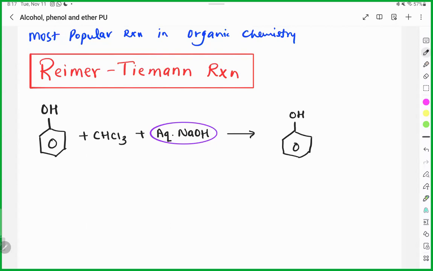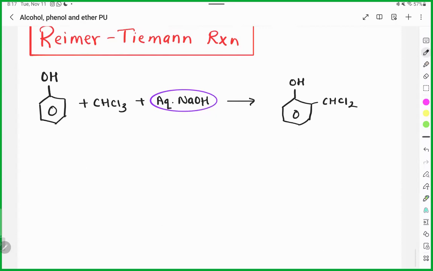CHCl2 will be added, and this name is also important: benzyl chloride. What is the name of this compound? Benzyl chloride. And because you are also reacting with NaOH, you have to increase reactivity. To increase reactivity, you make sodium phenoxide, the phenoxide ion, right?